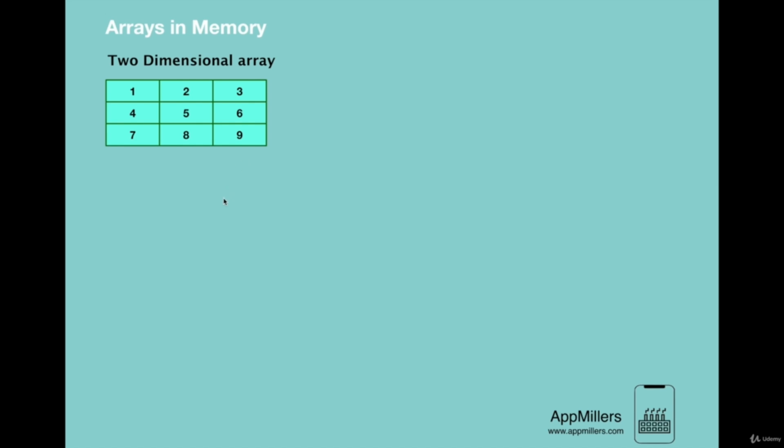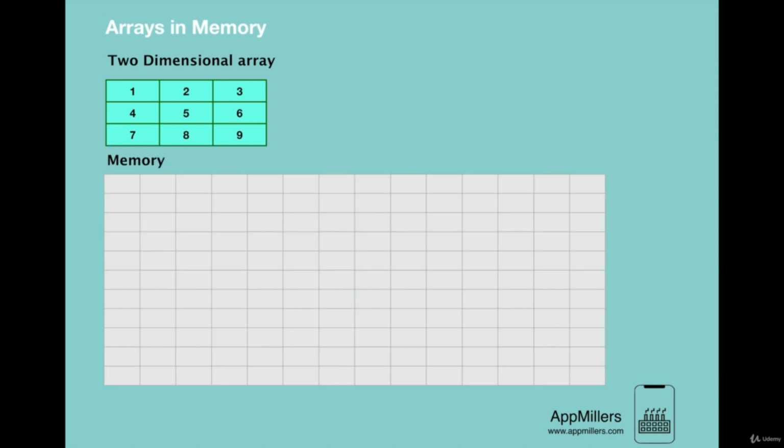So the question is, is it going to be like this in the memory as we show here, or is it going to be something different? The answer is no. In the memory, it is represented as a one-dimensional array. So how is this possible? Okay, let's see in the memory. This two-dimensional array will be represented like this.